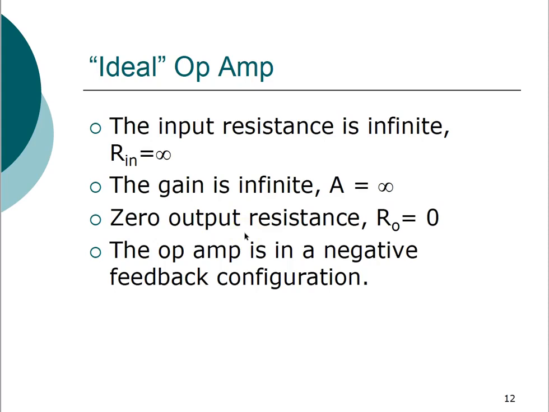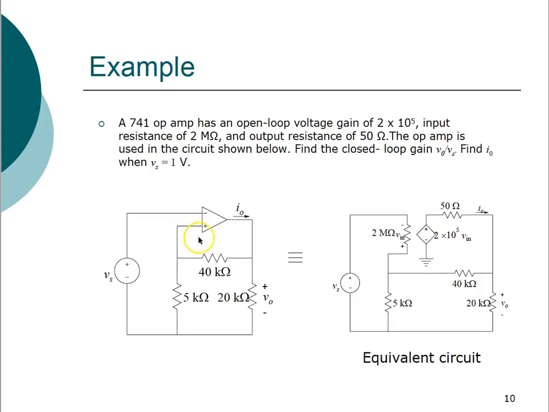And what does it imply? It implies that there will be no current which will flow either into or out of either input terminal of the op-amp. So you see the two input terminals of the op-amp, because of the high impedance or the resistance over here, there will be no current flowing either into or out of either input terminal of the op-amp.